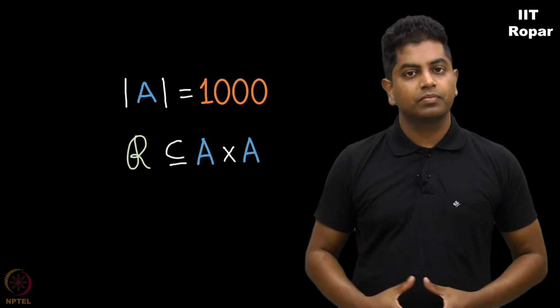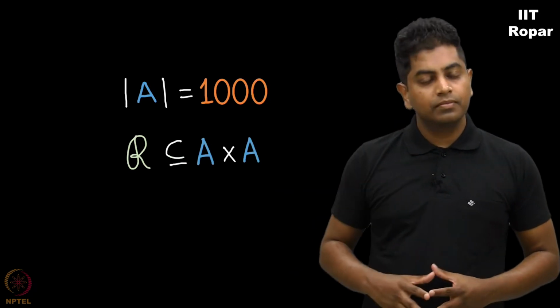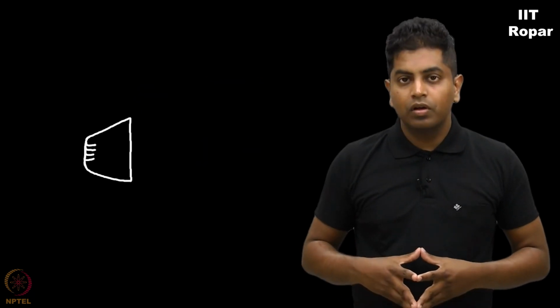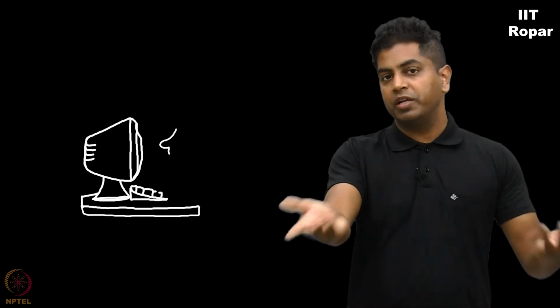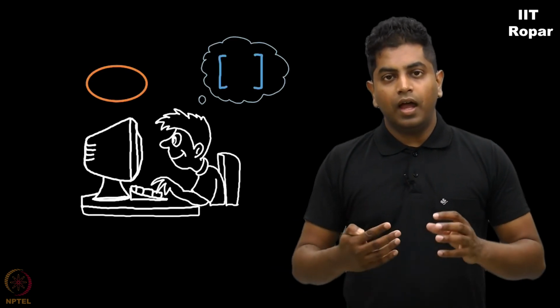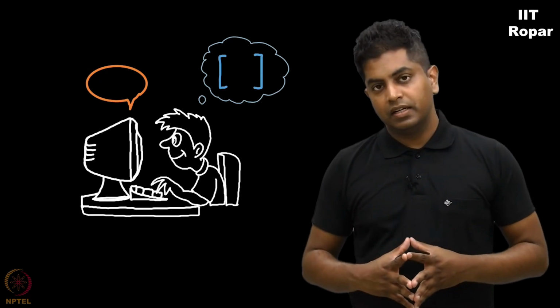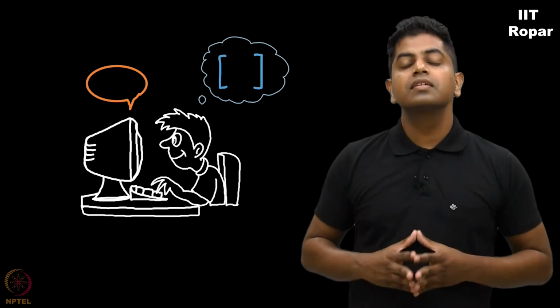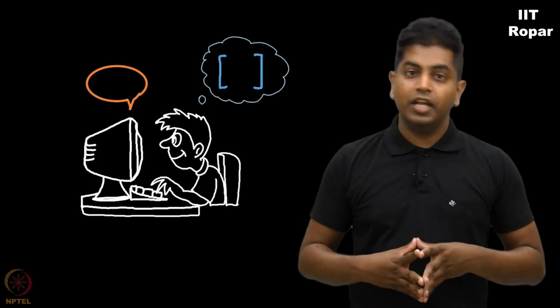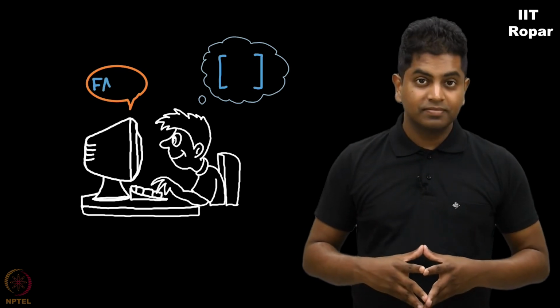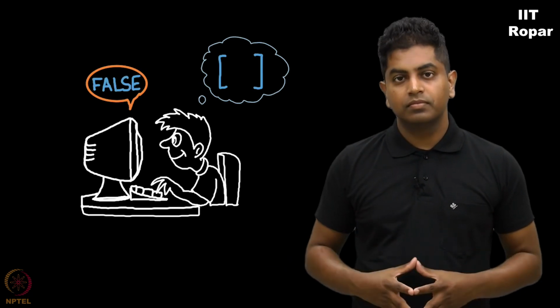I'll take some relation. Now this relation is fed into the computer. How? By, let's say, its corresponding matrix. And my computer should tell me whether the given matrix corresponds to a relation which is reflexive or not. How do I do that?